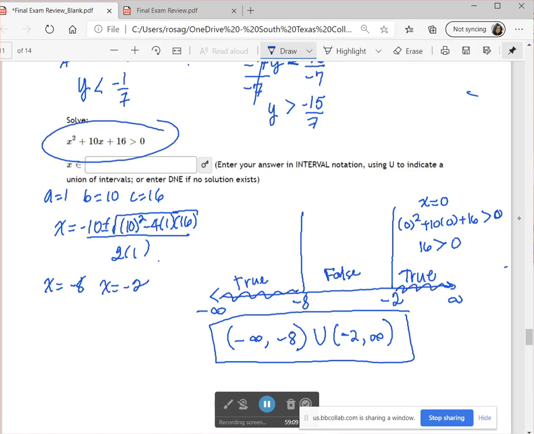Questions on that? So you do quadratic formula first, and then you do the number line with a test point and do alternate.